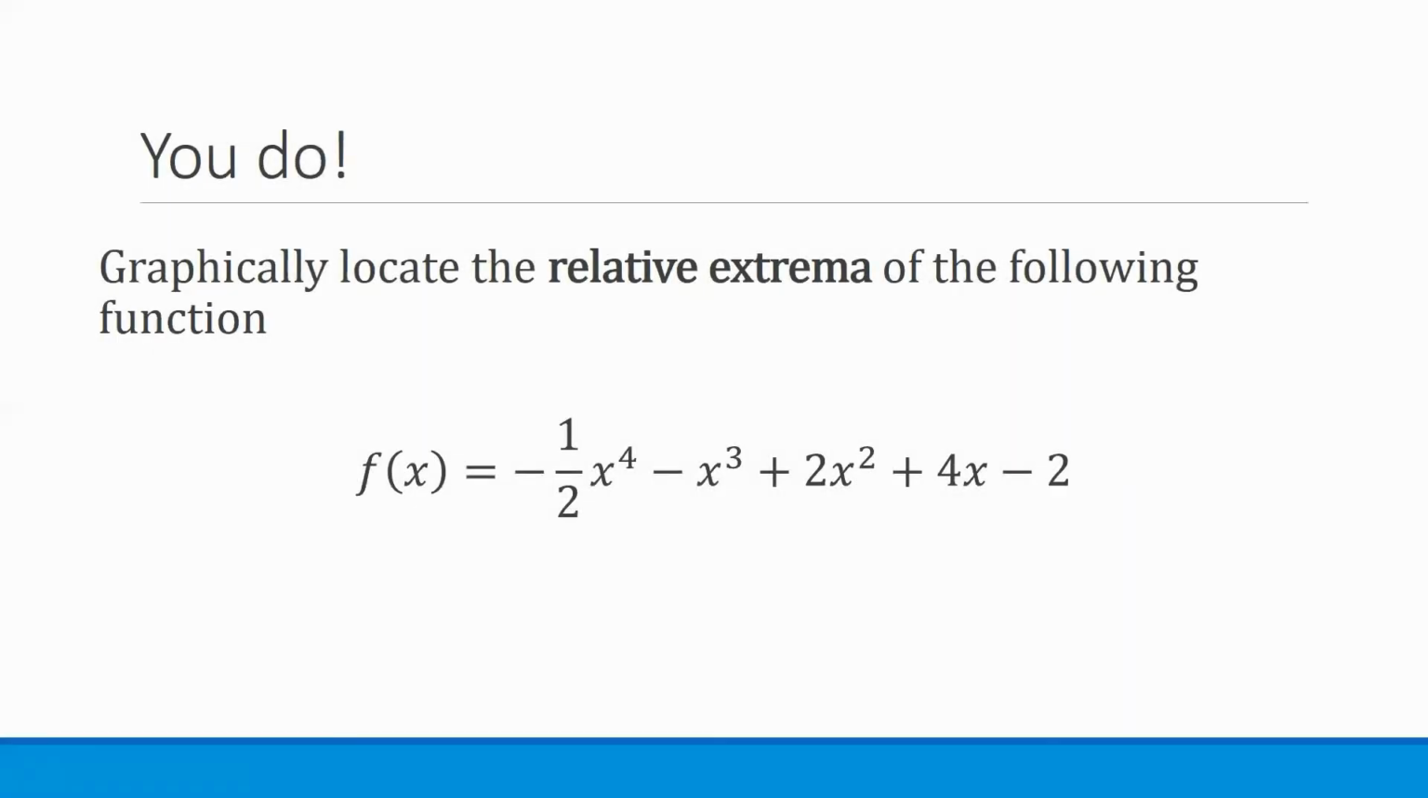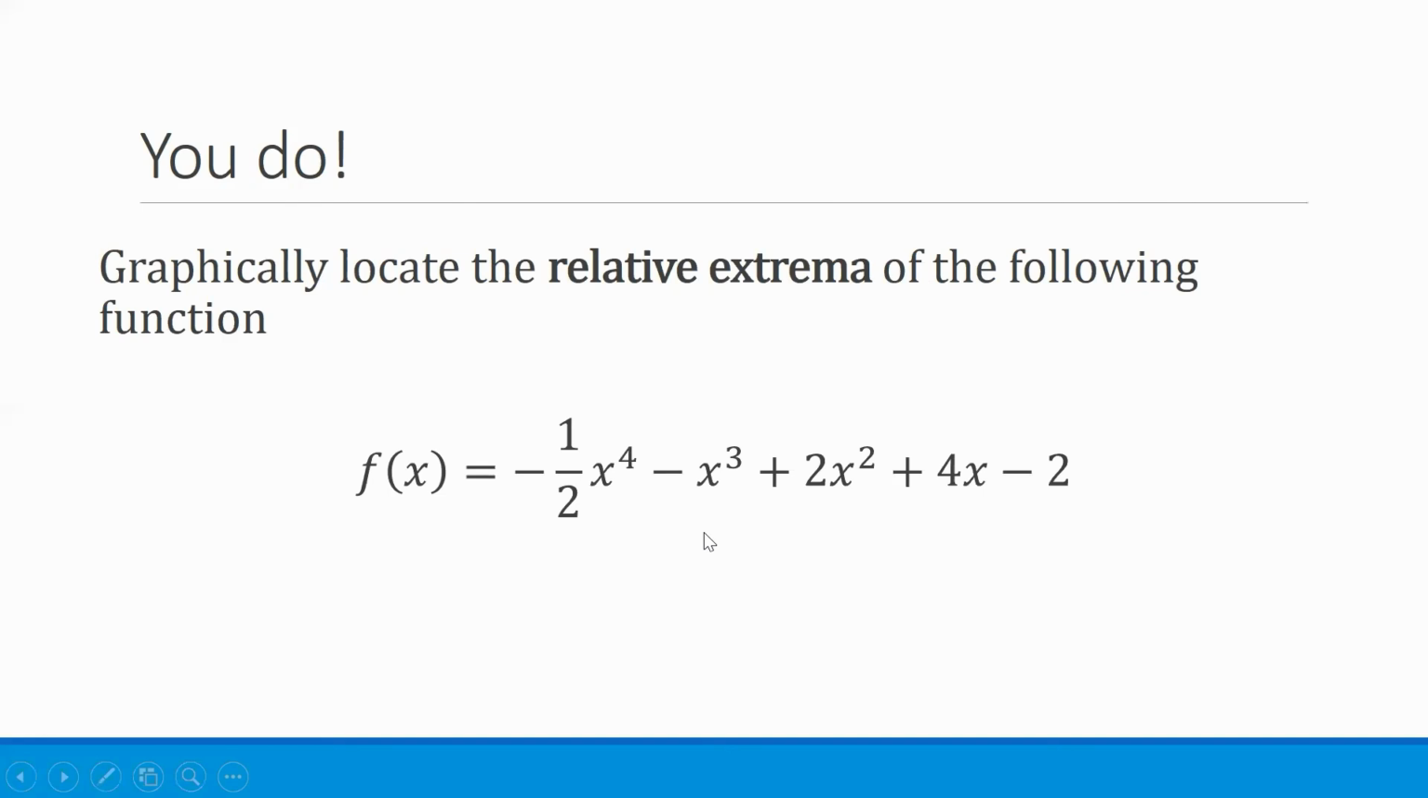Let's graph the following function and try to find the relative extrema of this function. I want you to go ahead and try that using the approach we dealt with before, and then look at the next video and see if you got it right. So graph this and find the relative extrema of the following function.